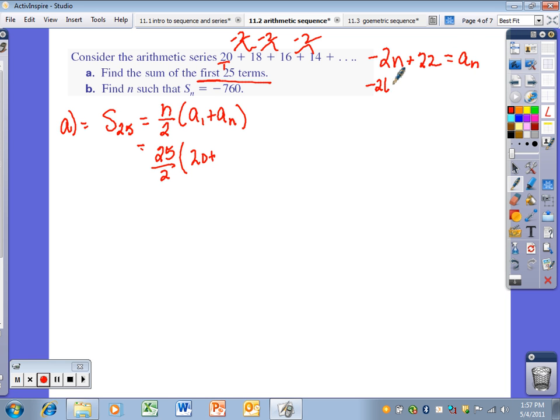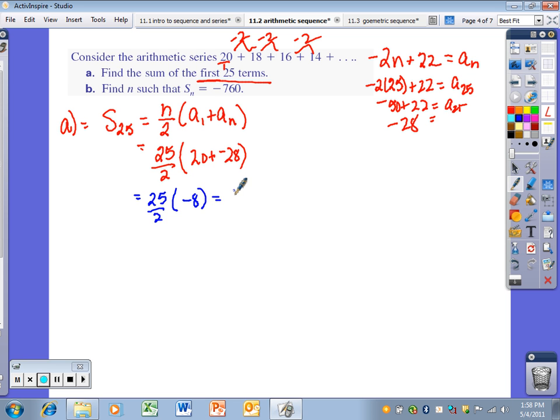So negative 2 times 25 plus 22 should equal the 25th term. Negative 50 plus 22 should equal the 25th term. That is negative 28. So plus a negative 28. So what I have is 25 over 2 times negative 8. Negative 4 times 25, negative 100. That would be the sum of those 25 terms.